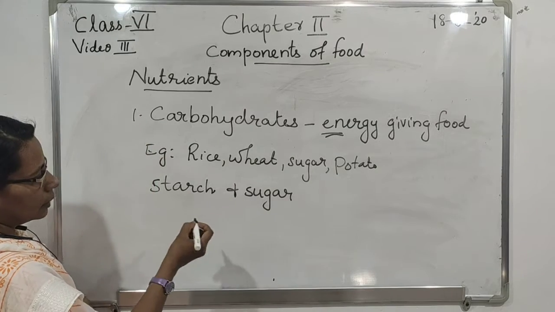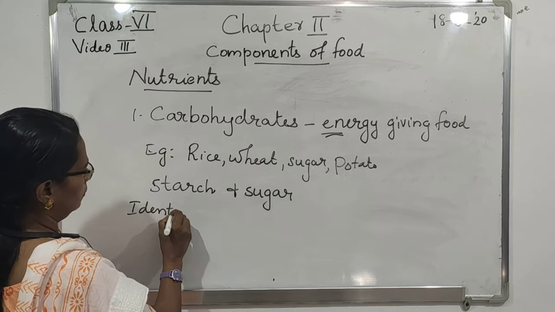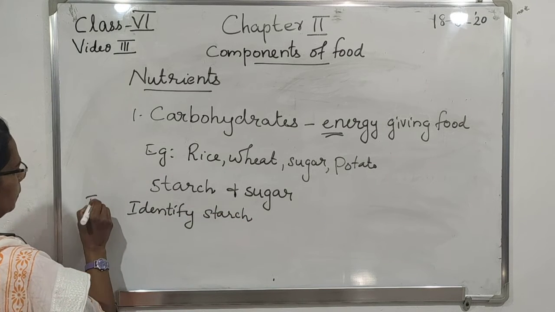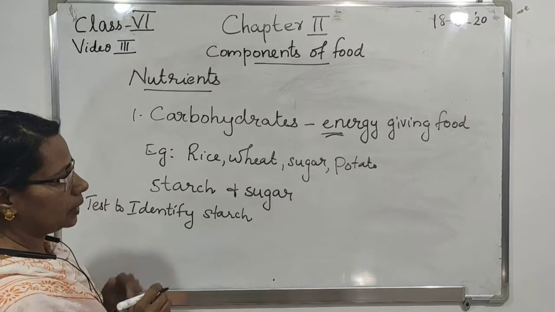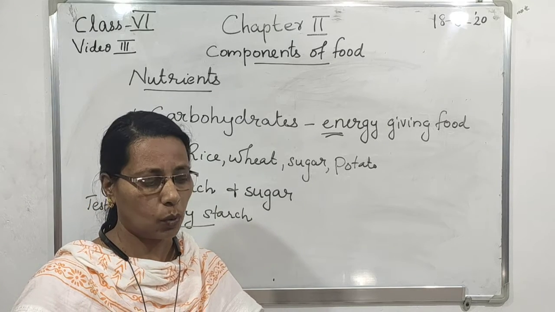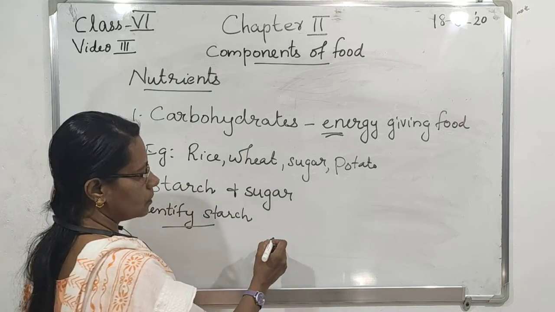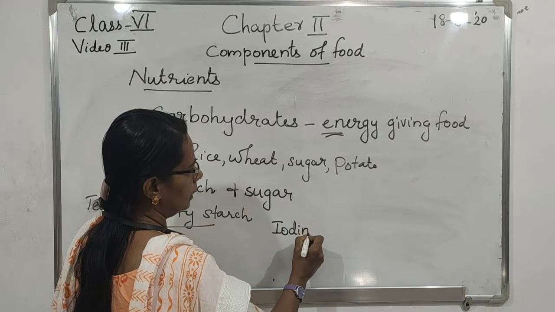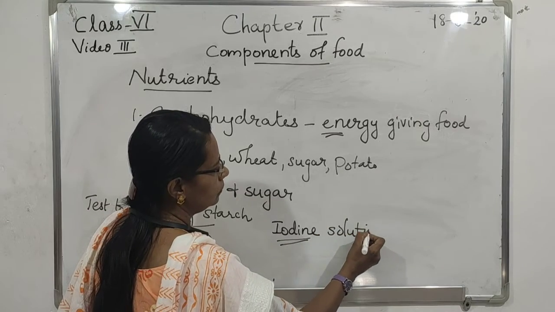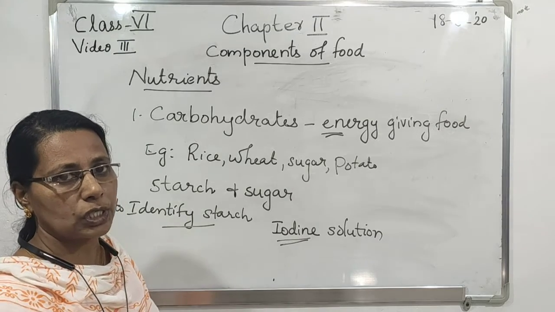Now, let us learn a test to identify starch. For that, take a small quantity of food item. In that food item, add 2 to 3 drops of iodine solution. Then observe whether the solution shows any color change.